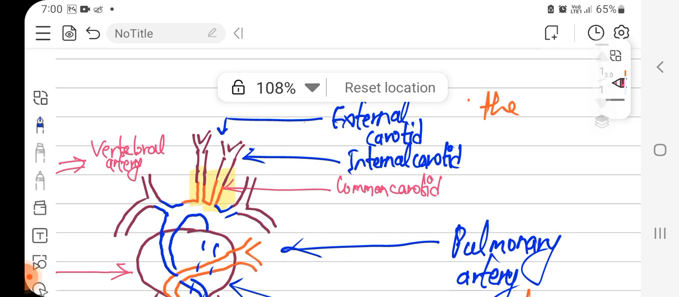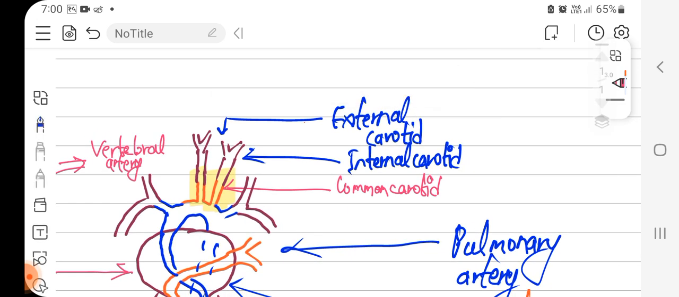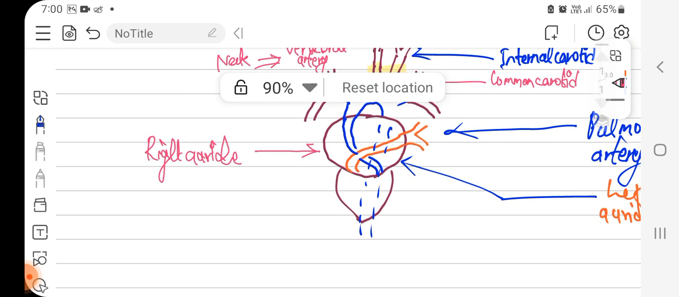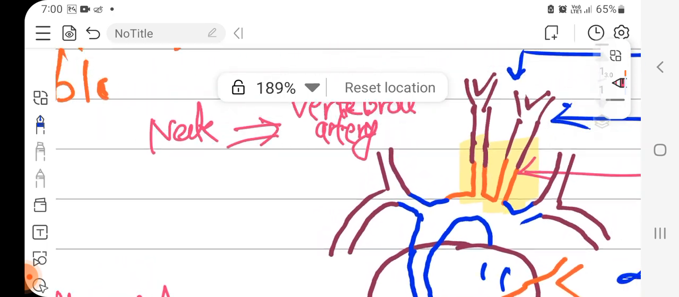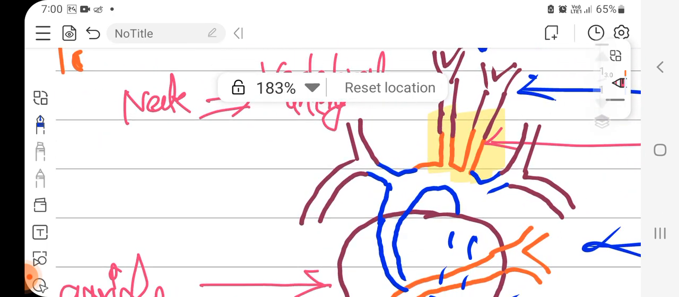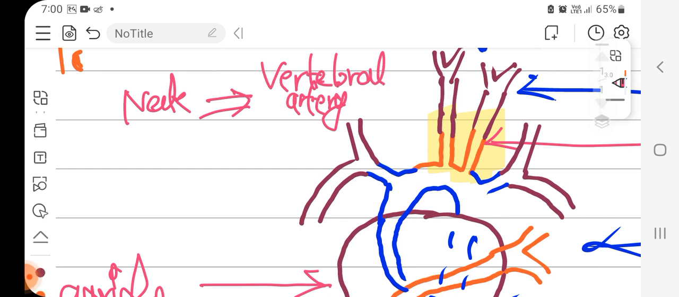and the common carotid side supplies blood to the brain. We have not read more. Next one is the vertebral artery. Then let's move on to the next.